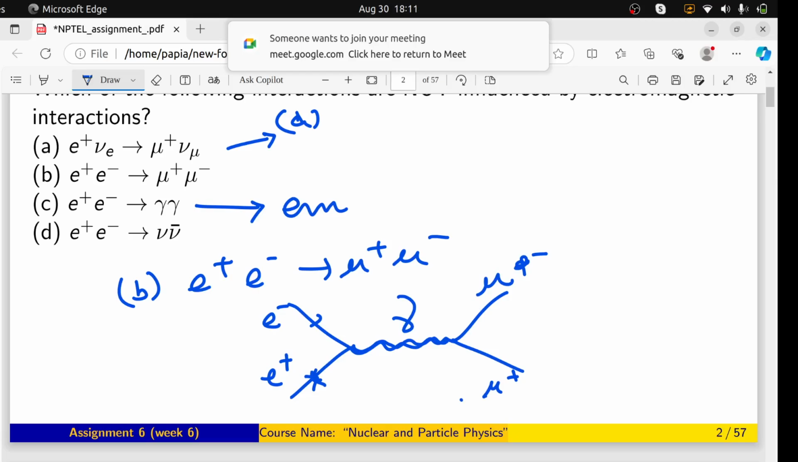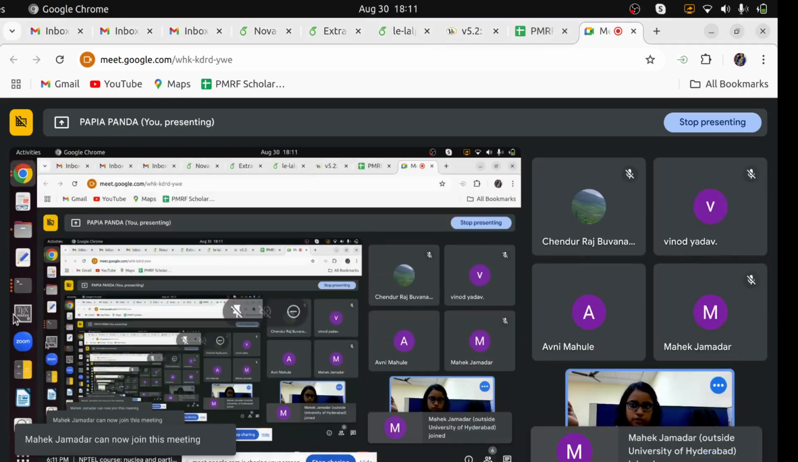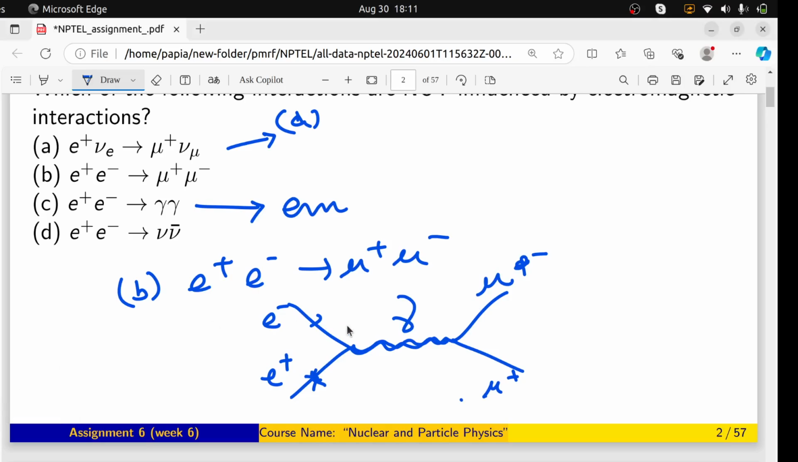Now what about the other two? I mean A and D. A and D we have to check. So B and C both are electromagnetic. We have already checked that, because for this case the outgoing particle is gamma, and for this case the mediator is gamma. So B and C are electromagnetic. Now coming to the A and D case.